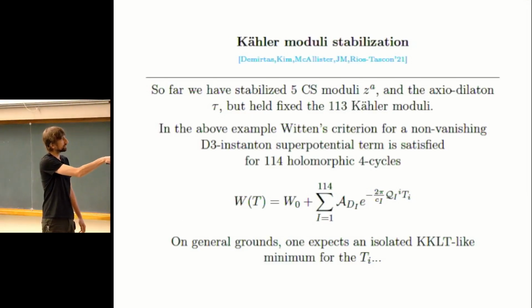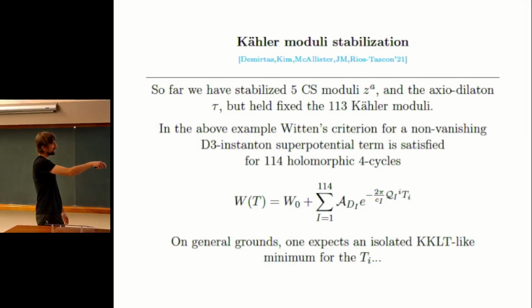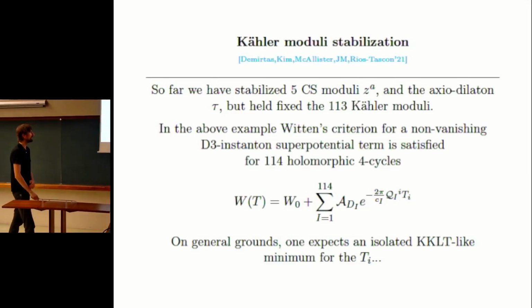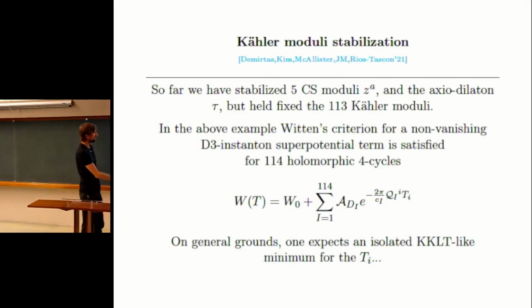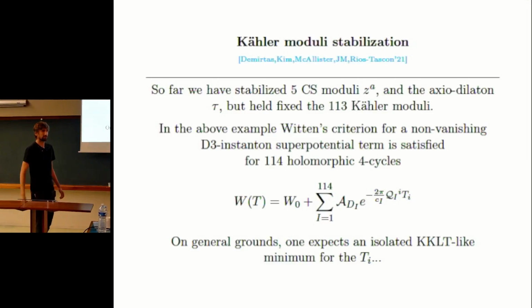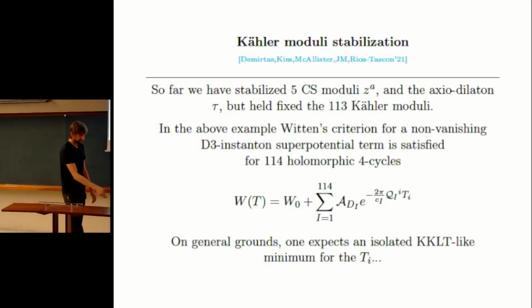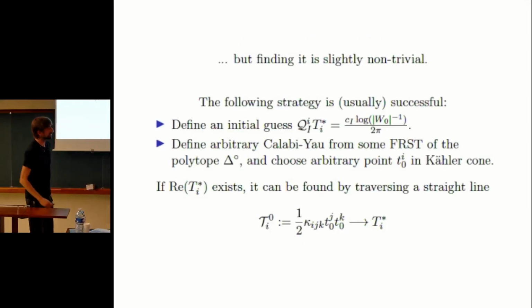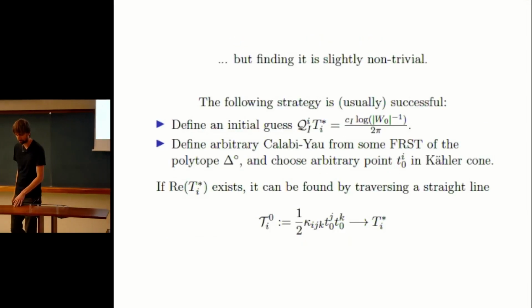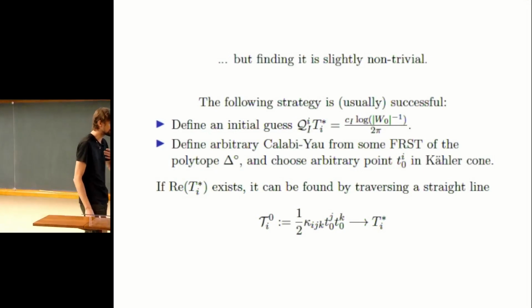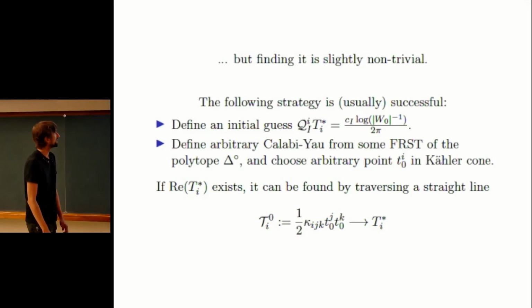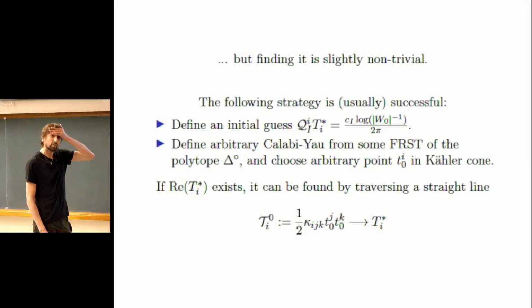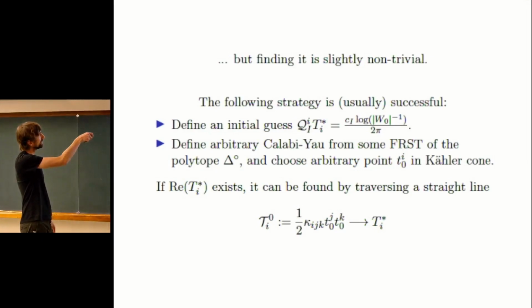So the corrected superpotential takes the form of the classical one plus these ED3 instanton corrections here, given in terms of homology classes of the corresponding cycles. And on general grounds, one expects an isolated KKLT-like minimum for the Kähler moduli. But that's just a genericity assumption. One has to actually go and find the VEV in Kähler moduli space. So with this, one has to stabilize 113 moduli in a complicated F-term potential. So one might say that's hard, and it is slightly non-trivial, but one can do it. And here's a strategy for how to do that. That pretty much always is successful.